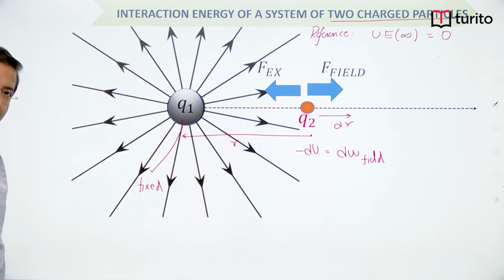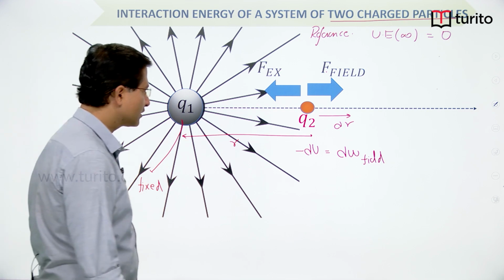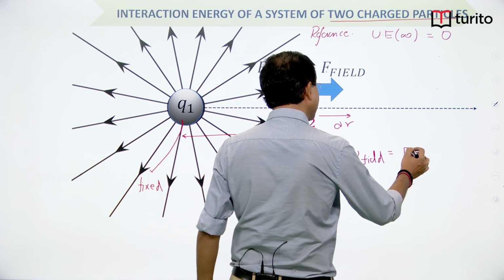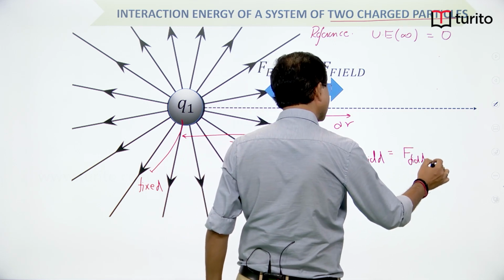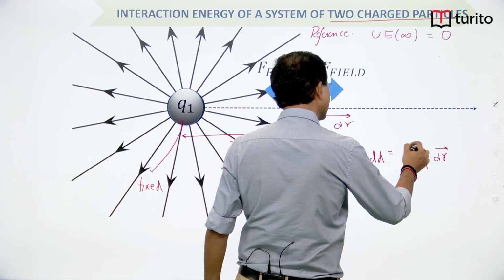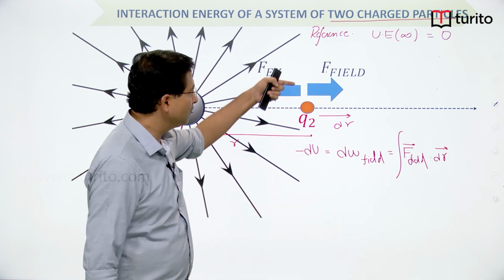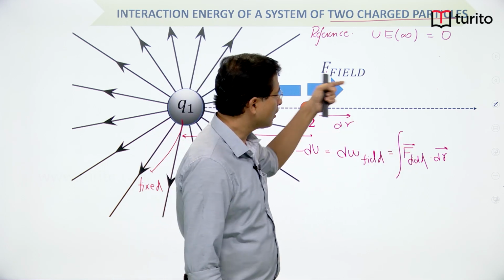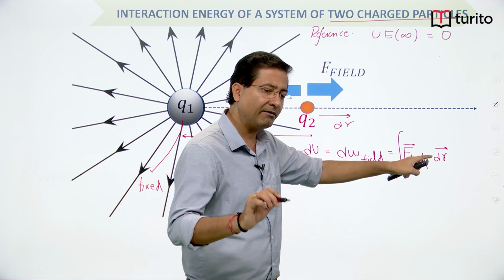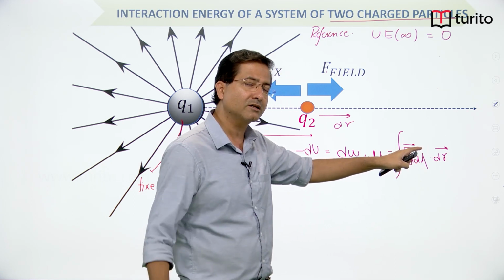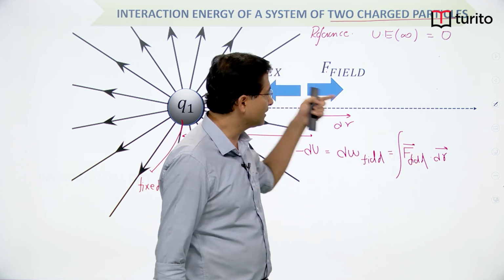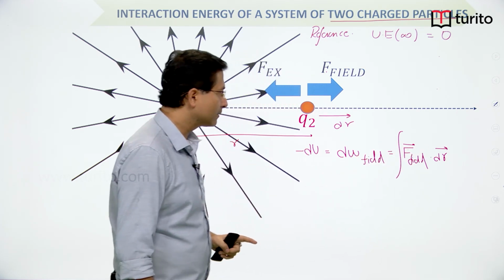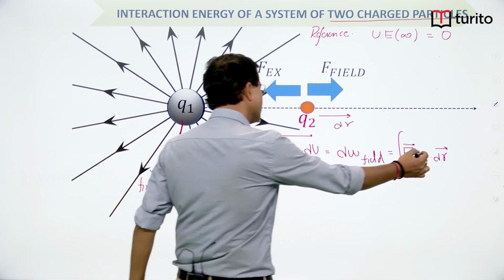Just now we have defined change in potential energy. So, work done by field is nothing but force by field dot dr. As the field force and the displacement are both in the same direction, this dot product, A vector dot B vector equal to mod A mod B cos theta, with theta equal to 0, cos 0 is 1. So, this dot product will become 1.